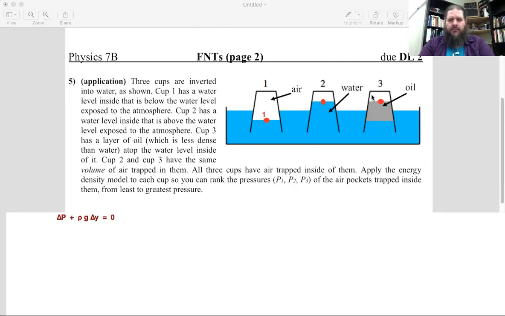So the pressure at the top of the air pocket is the same as the pressure at the bottom, in terms of the air itself. Yeah, if we're comparing, like, let's say we call this point 0.